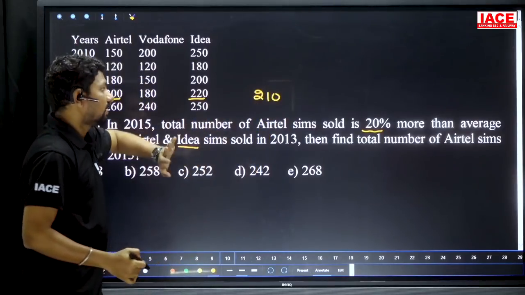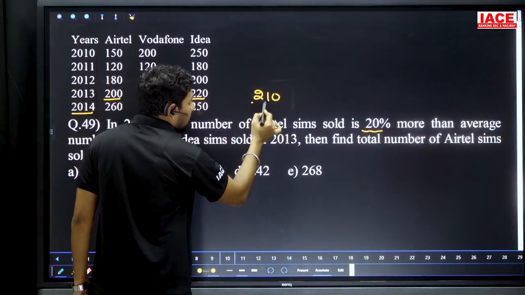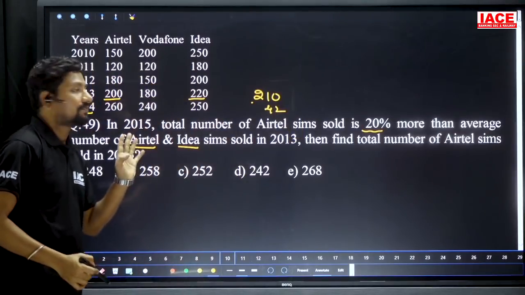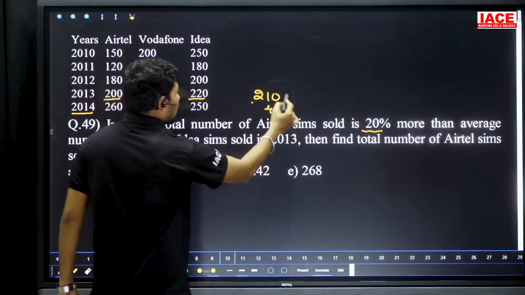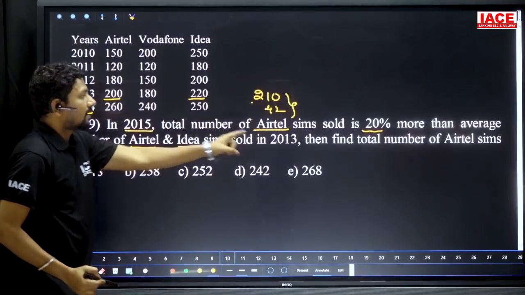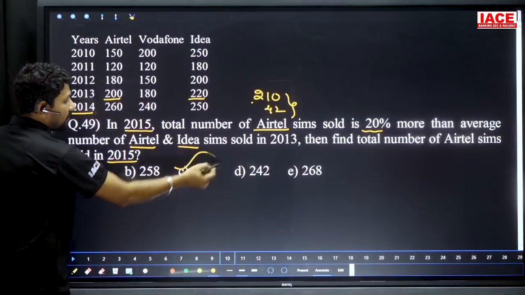420 by 2 is equal to 210. Then 210, 20% increase. 20% increase means 10% value is 21. Now 20% means 42 will be increased. It is becoming 252. Okay. Overall value becomes what? 252, particular for Airtel for which year? 2015. Clear. And coming to the next, find total number of Airtel SIMs sold in 2015. What is the value? 252. Option C.